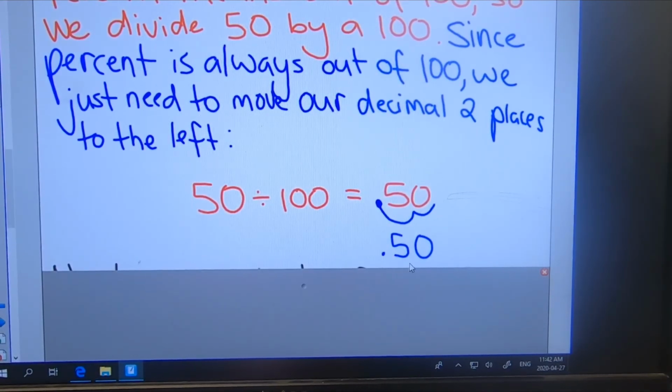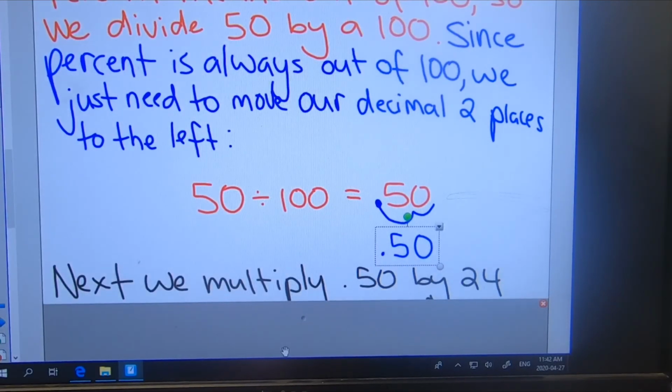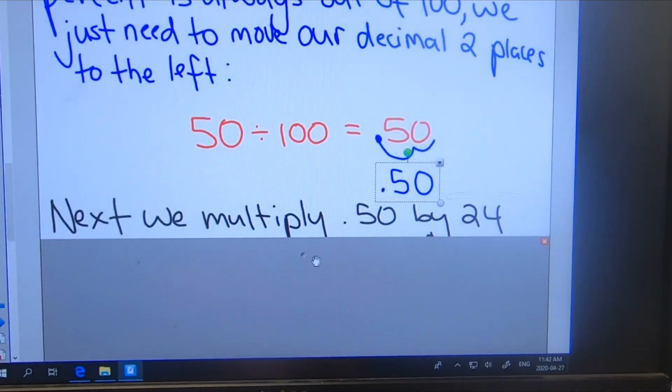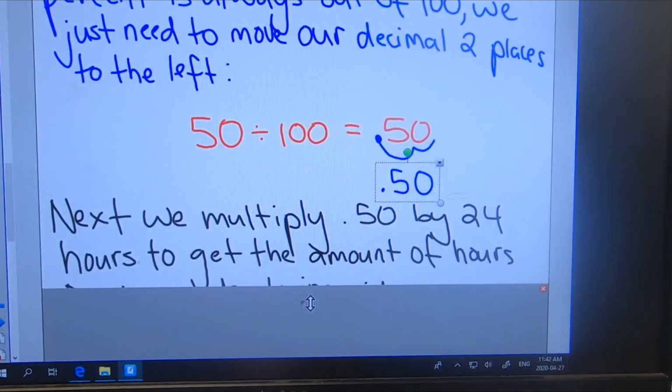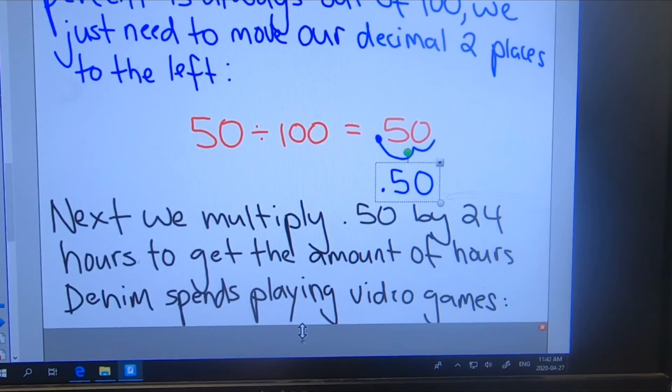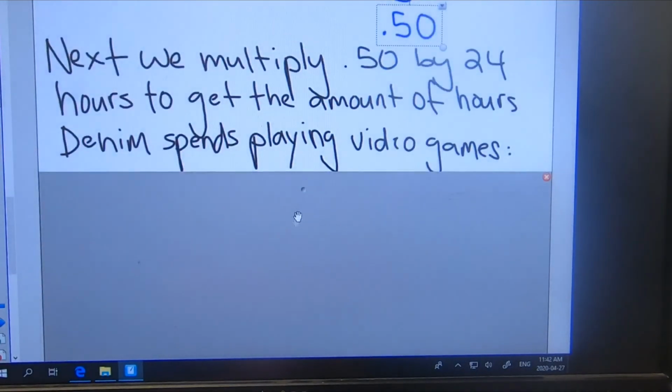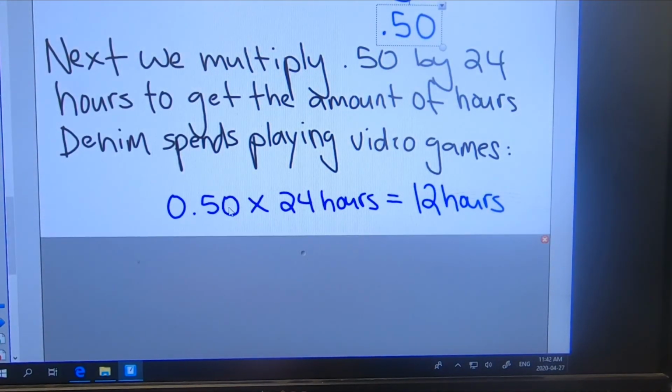The second part of this is to take our decimal number and multiply it by the total. So next we multiply 0.50 by 24 hours in the day to get the amount of hours Denham spends playing video games. Okay, so we take 0.5 times 24, and it's going to give us 12. Now again, most of you did this with mental math. You just simply said, well, 24 hours, half of that is 12. Great. And if you can do that, that's awesome.